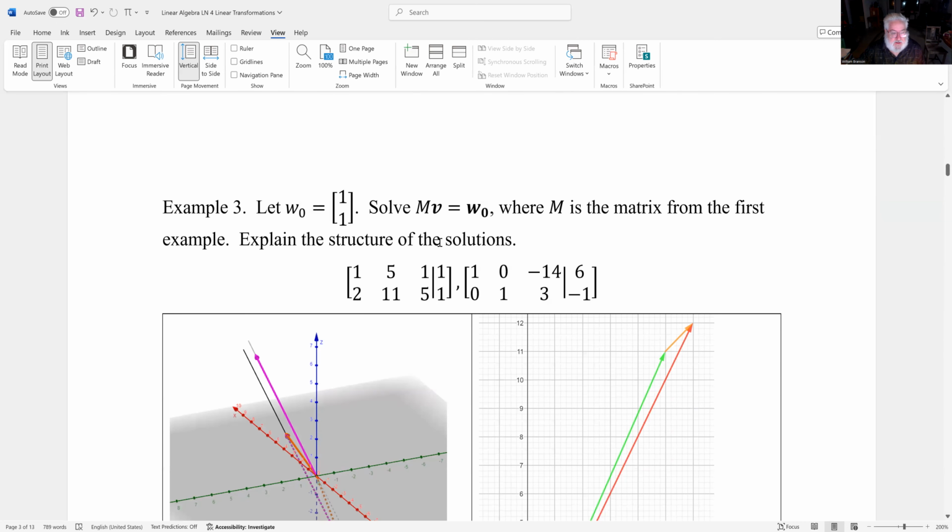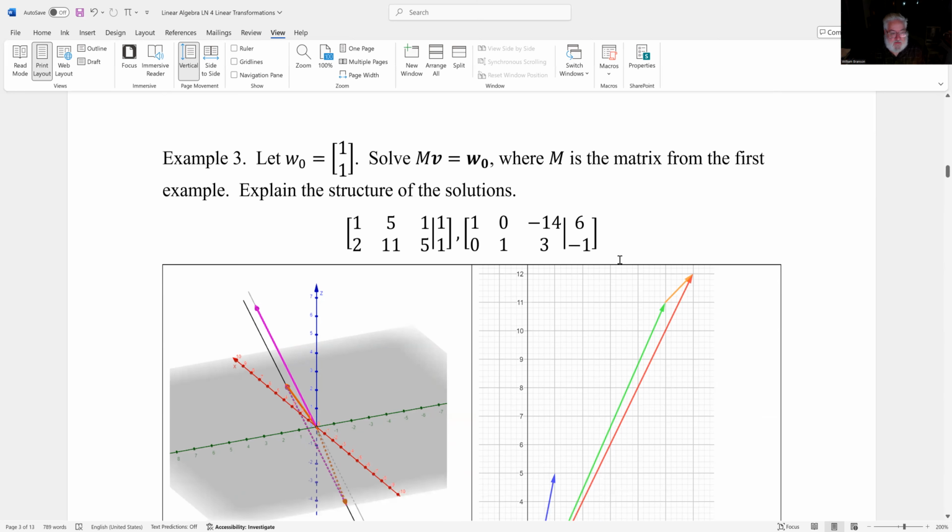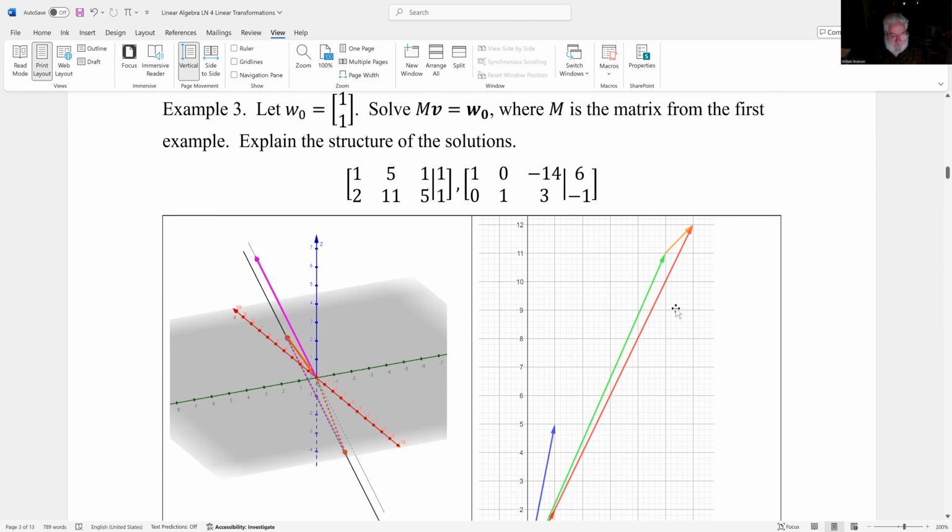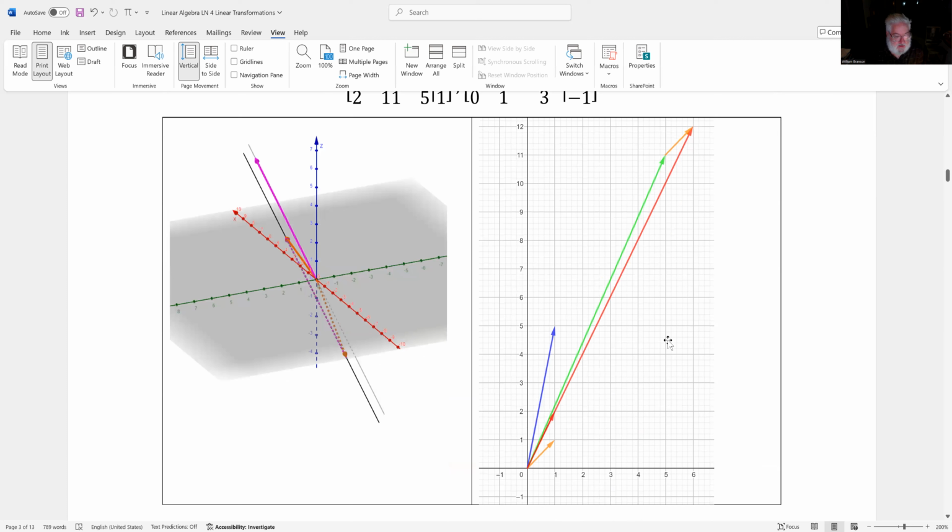So still working with the same function, Mv equals w0. So w0 is (1, 1). Both of these pictures are... no, this one's in the domain. This is 3 dimensions. This is the codomain. So what's going on here? We still have red, green, and blue. That's Mi. Blue is still Mk, and green is still Mj.